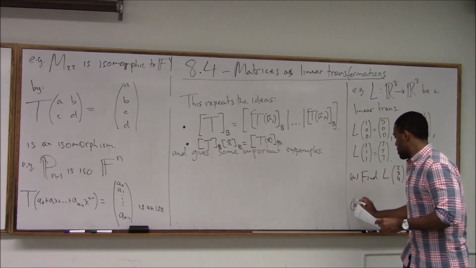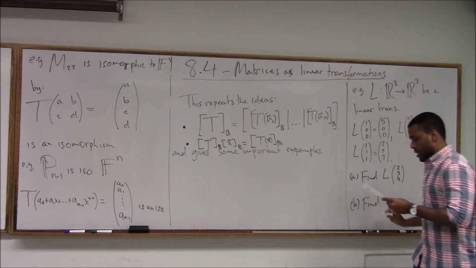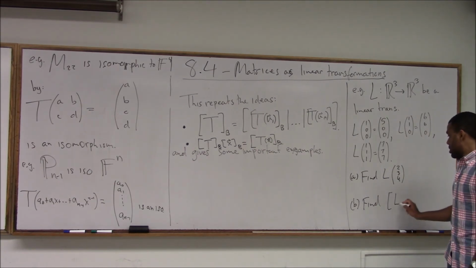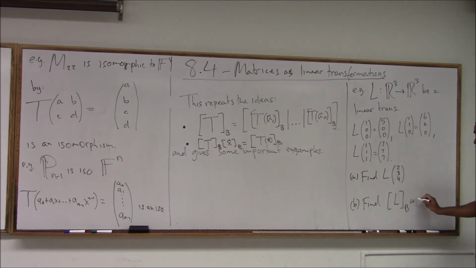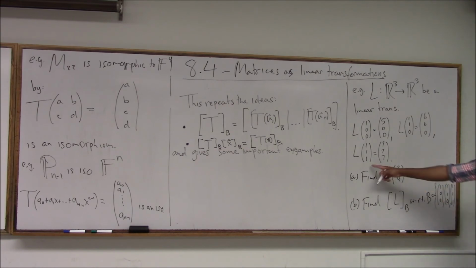And part B says find the matrix that represents L with respect to the basis 1, 0, 0, 1, 1, 0, 1, 1, 1. These three vectors form a basis for R3. So how would you go about solving this?